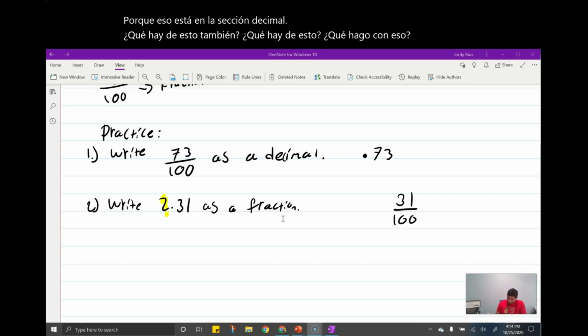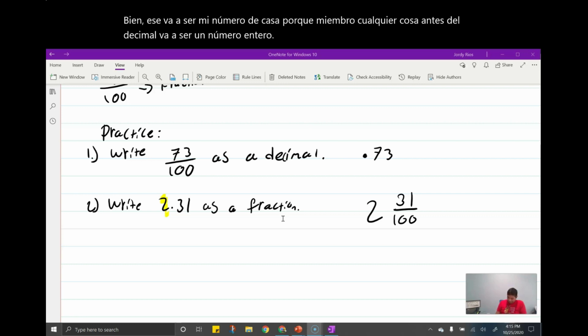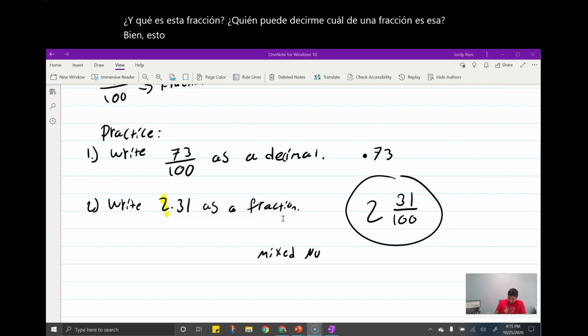Good. That's going to be my whole number because remember, anything before the decimal, that's going to be a whole number. And what type of fraction is this? Who can tell me? What type of fraction is that? Good. This is a mixed number. Look at you. You are learning so much.